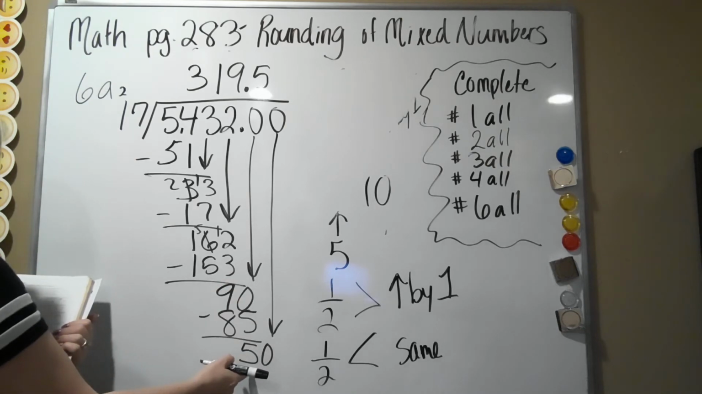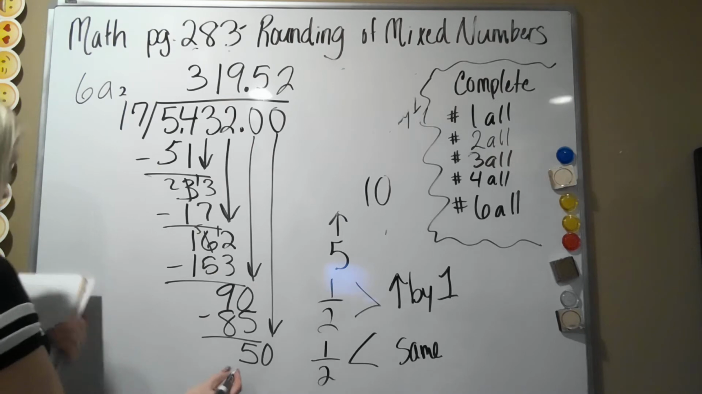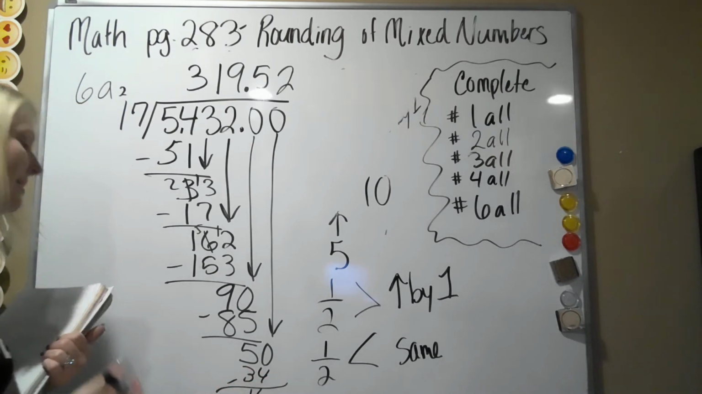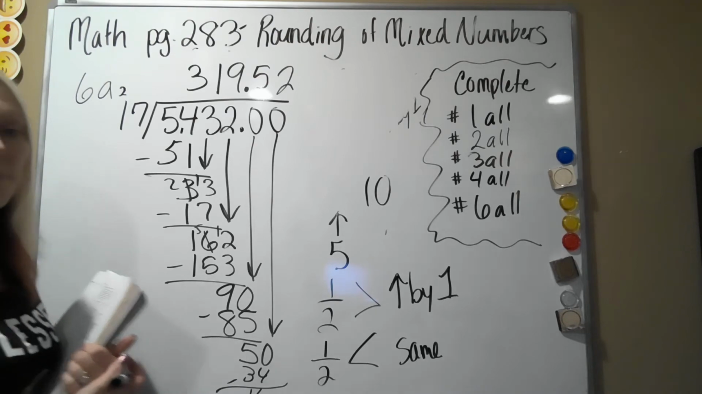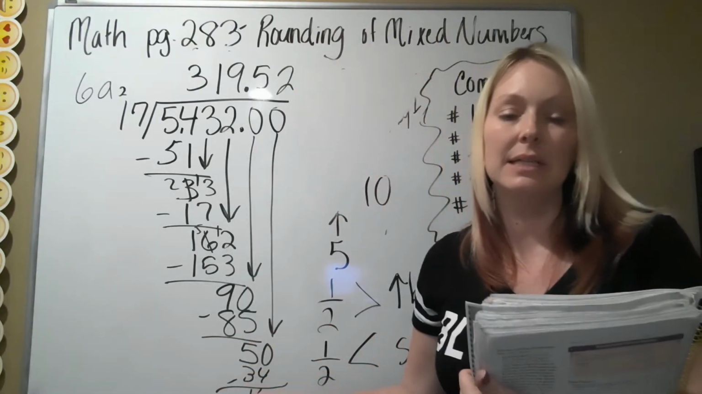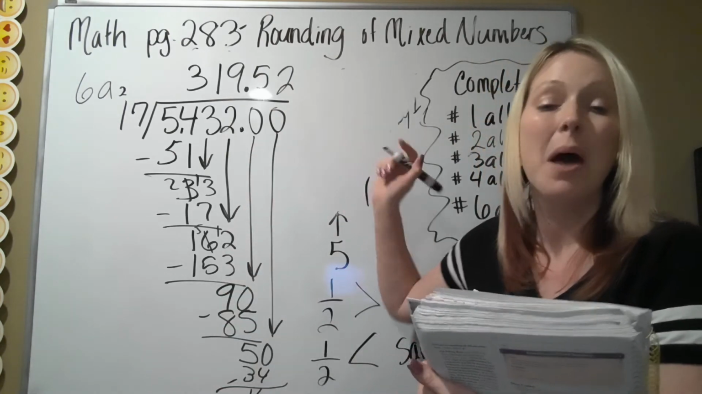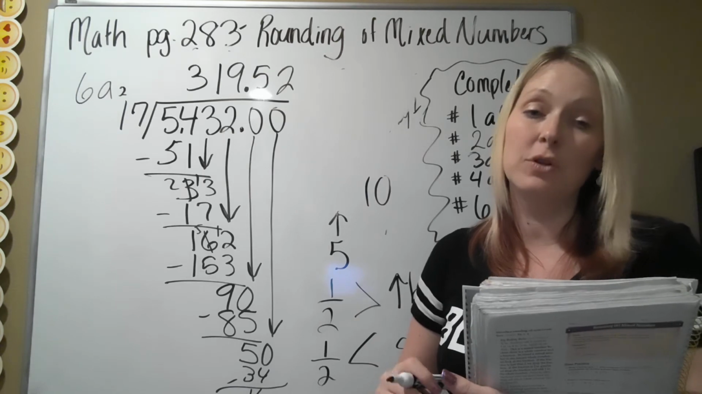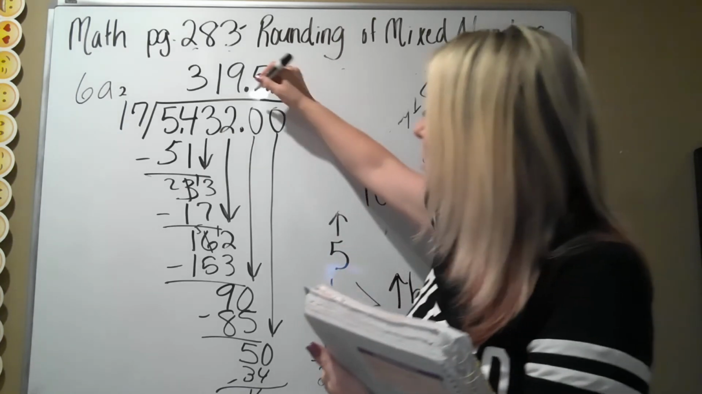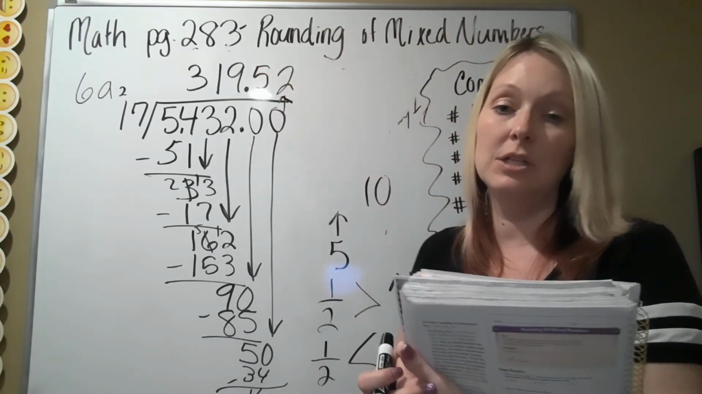17 goes into 50 2 times. 2 times 17 is 34. I subtract and I get 16 left. Now, remember, it's okay to have a remainder down here when you're rounding decimals because, yes, we could keep going and annexing zeros, but this problem only asked for you to round to the tenths place. So here's our rounding part. Here's my rounding number. Here's my determining digit.